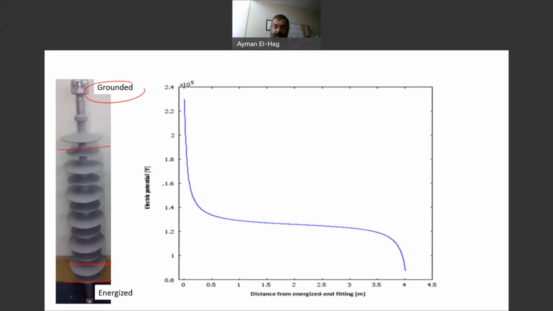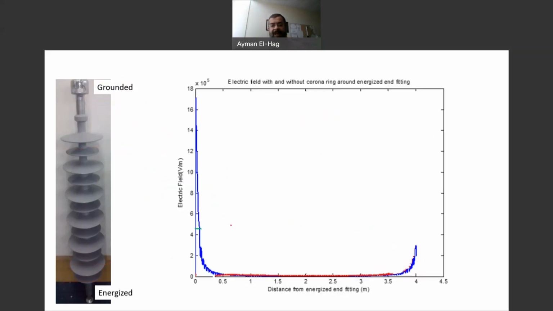So remember, the y-axis is the voltage. The x-axis is the distance. So dV by dx is the slope. We can see clearly in the voltage distribution that we have two areas with high slope: at the energized end as well as at the grounded end. So if we go and try to find the electric field for this distribution, we'll find this. At the energized end, we have an extremely high electric field, but also at the grounded end, we have some increase in the electric field.